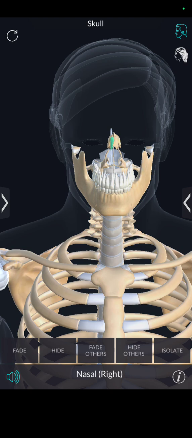The nasal bones are two small oblong bones, varying in size and form in different individuals. They are placed side by side at the middle and upper part of the face, and form, by their junction, the bridge of the nose.